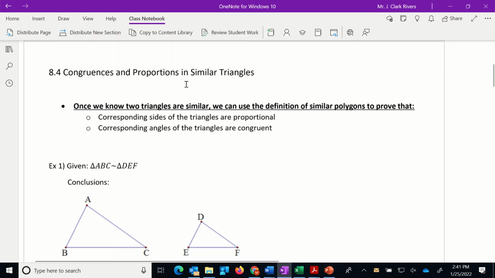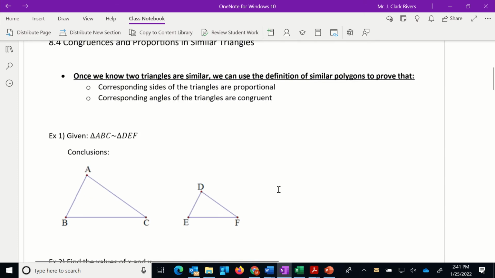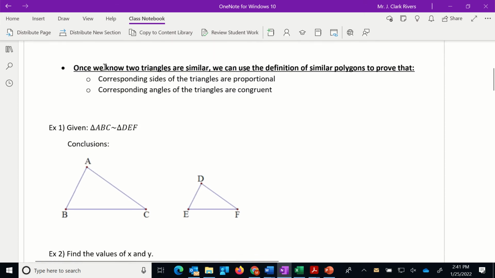8.4, congruence and proportions in similar triangles. That's what we're learning about. You should have these notes already. Let's talk about this. Once we know two triangles are similar, we can use the definition of similar polygons to prove that corresponding sides of the triangles are proportional and corresponding angles of the triangles are congruent.